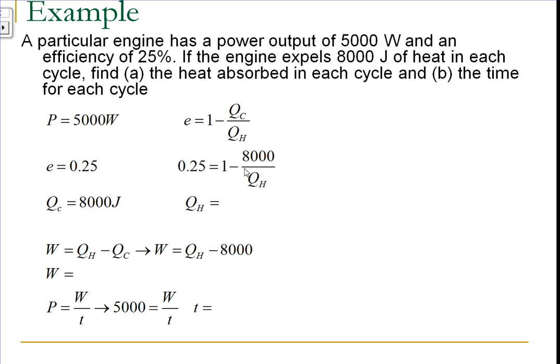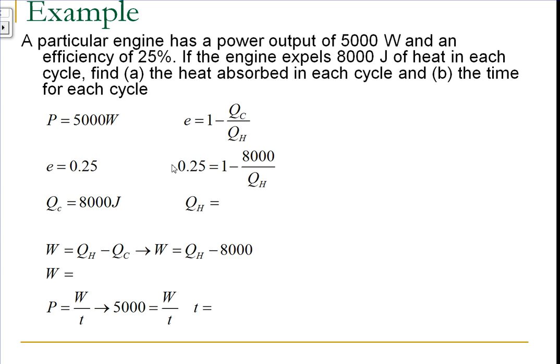Let's do a problem. Suppose we have an engine that has a power output of 5,000 watts with an efficiency of 25%. If the engine expels 8,000 joules of heat for each cycle, find the heat absorbed and the time for the cycle.